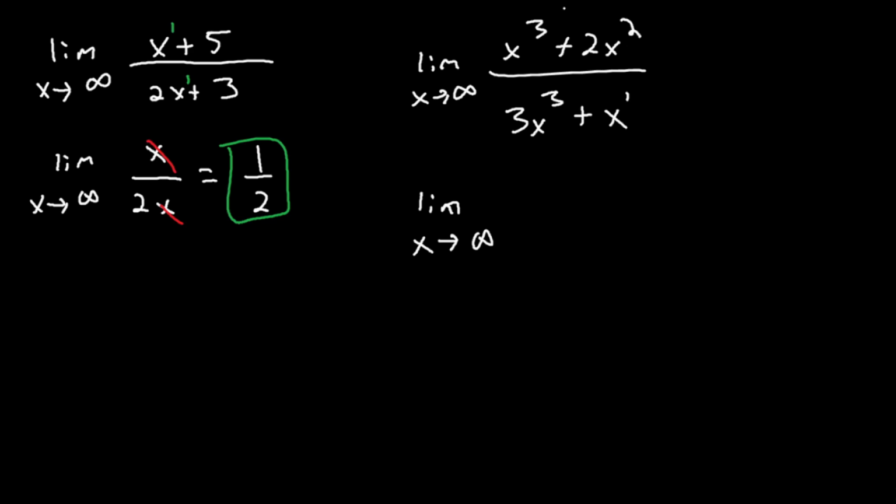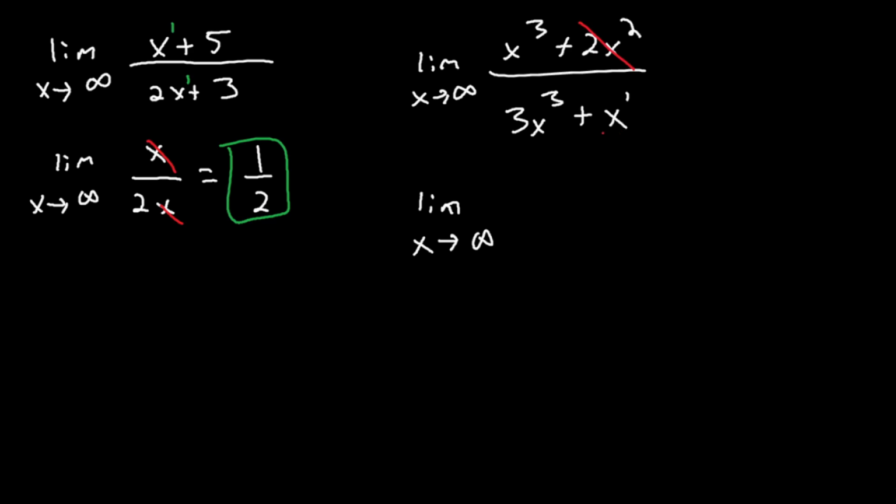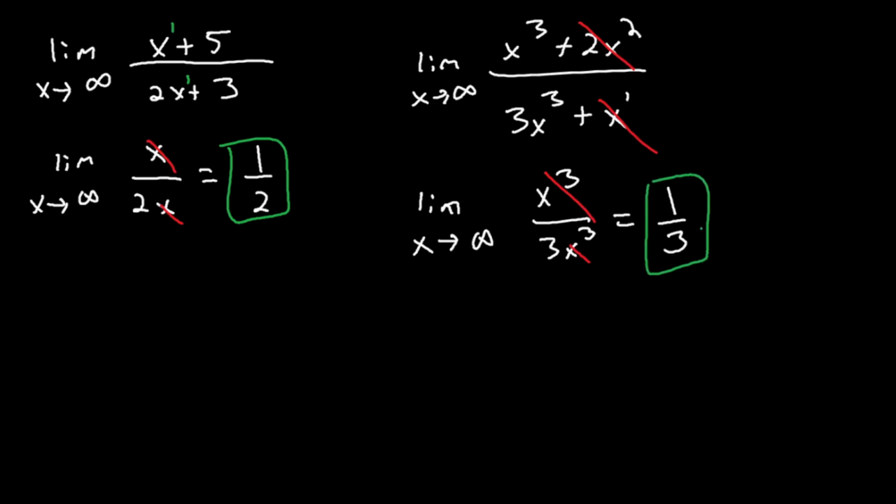Well, what did I say? We ignore every single term other than the largest exponent terms. So we click Control X. We disinclude these, and all we're left with is x to the power 3 and 3x to the power 3. So we can factor these out, and you get 1/3. And our horizontal asymptote, or our limit to infinity, is just 1/3.